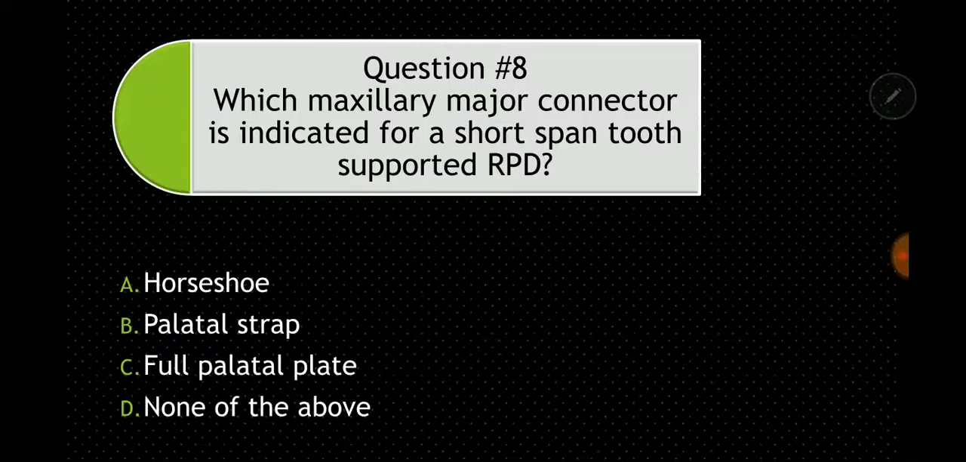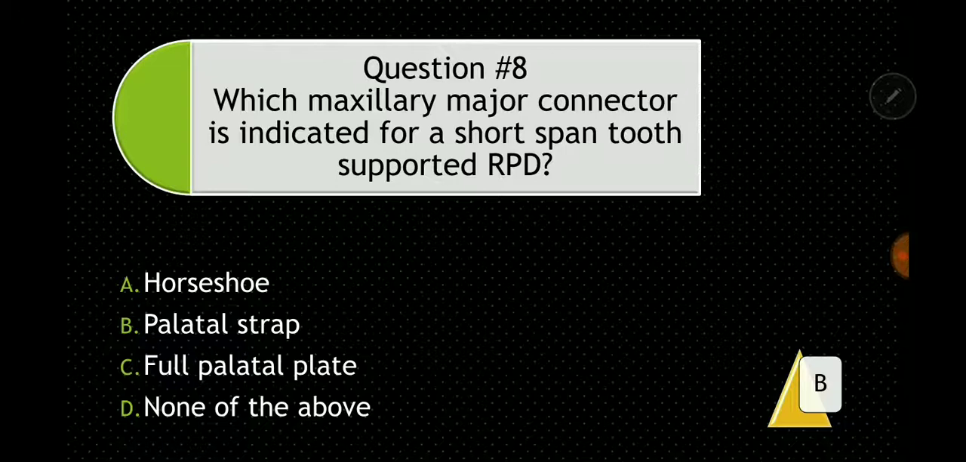So, question number 8. Which maxillary major connector is indicated for a short span tooth supported RPD? So, for example, you're missing one or two teeth and you're going to put a major connector in the maxilla. So, which major connector would you use? Would you use a horseshoe? Would you use a palatal strap? Or would you use a full palatal plate? Or none of the above? Okay, so our answer is B. So for a short span tooth supported RPD, a palatal strap is very good for that.